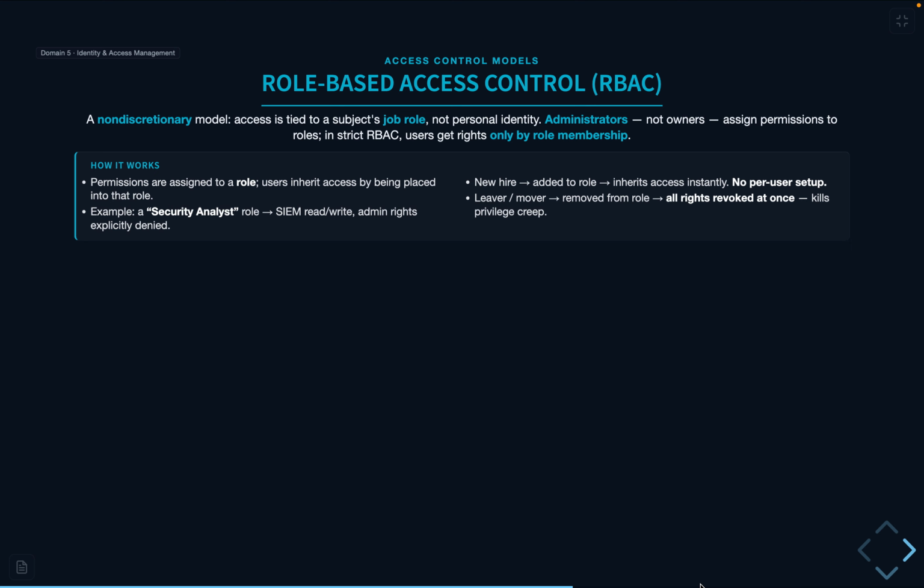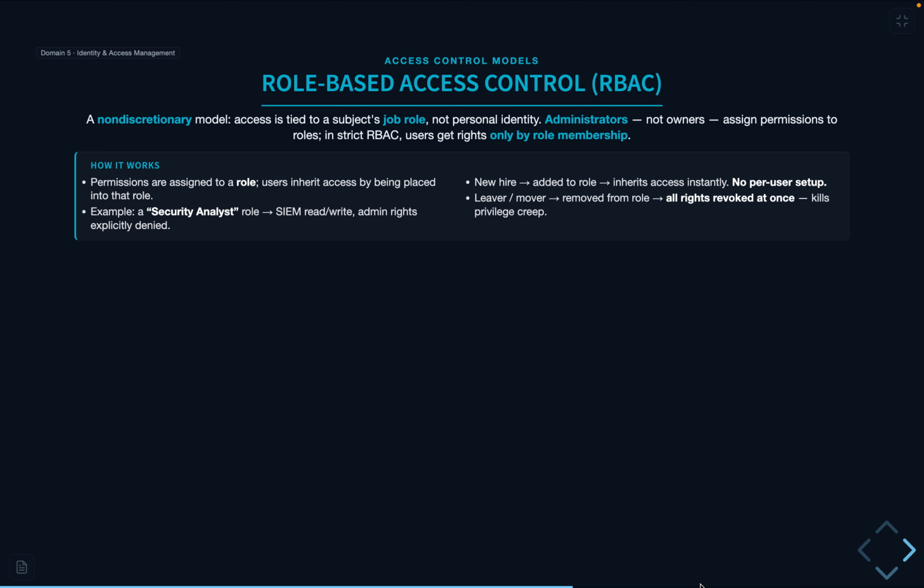So the systems from where the SIEM gets the logs, admin rights of those systems are not assigned to the security analyst role. If a person is newly hired, he is added to a role and he inherits that access readily, and there is no need for per-user setup. This is very important, and it also facilitates things if a person wants to leave an organization, then he is removed from that role and all his rights are revoked.